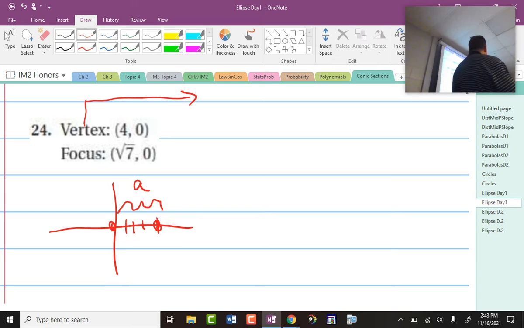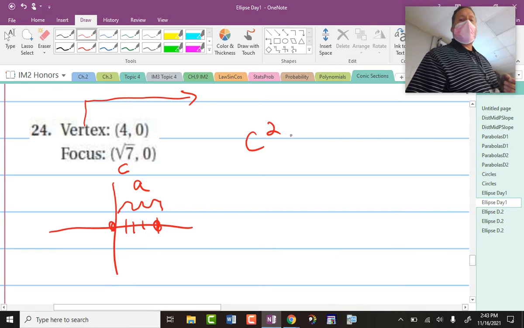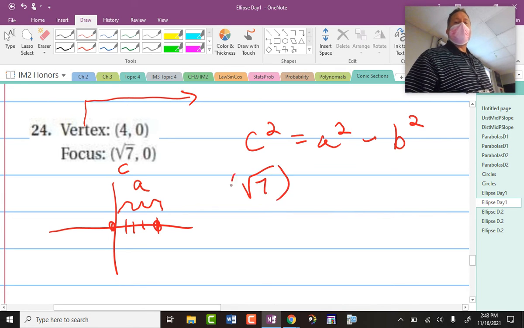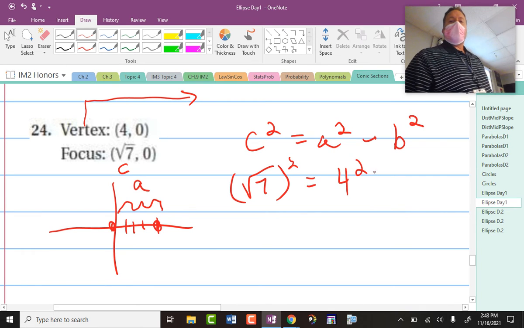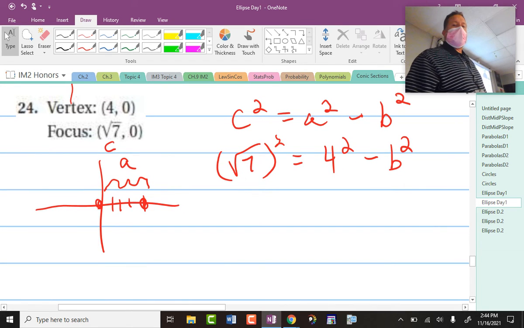Oh no. Focus is always what? C. So how do I bridge the gap? The magic formula that ties the focus to the other radii values. C squared equals A squared minus B squared. And then we'll write in the answer as the bell is about to ring. Where's our announcements though? 4 squared goes here. You're trying to find the covertex radius. You're trying to find the B. So this is a C, focus is a C.